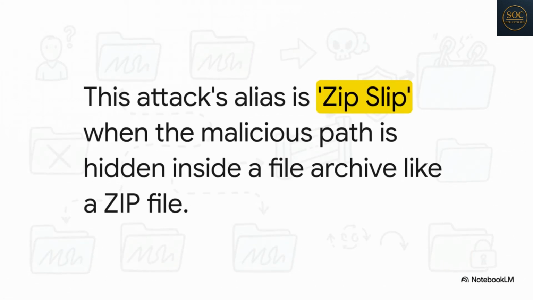You know, this attack is so infamous, it even picked up a cool alias, zip slip. This happens when that malicious ../ sequence is hidden inside a file name that's buried within a compressed archive, like a zip file. The server gets the file, automatically unzips it, and bam, the secret passage is triggered, writing a malicious file way outside of the folder it was supposed to go into.